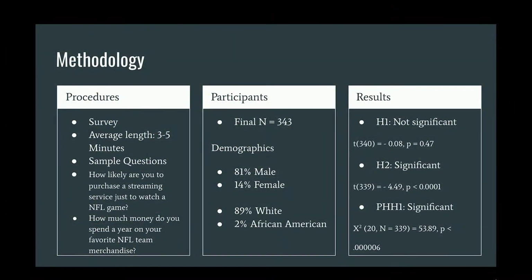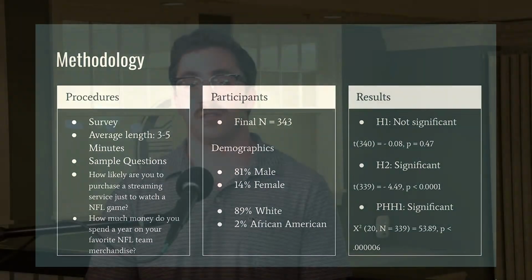When it comes to our results, our first hypothesis regarding geographic location was not significant, and we think this is because of illegal streaming services, and a majority of our respondents were younger population. Our second hypothesis regarding willingness to purchase team goods was significant, and our third hypothesis regarding likelihood to watch games on TV rather than in person was also significant, and we think this is because it's too expensive to go to games in person nowadays.